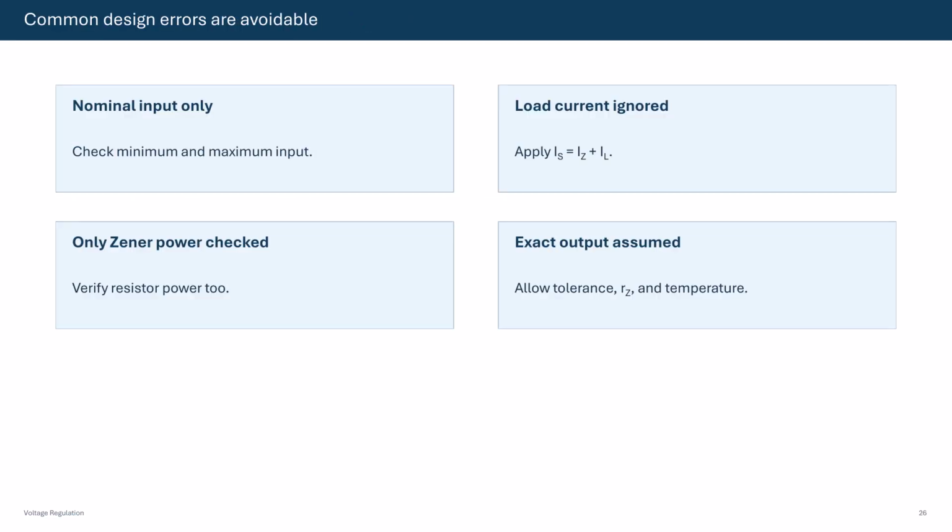Four errors recur. Designing only at nominal input misses the worst cases. Ignoring load current violates Kirchhoff's current law. Checking Zener power but not resistor power leaves a thermal risk. Finally, assuming an exact output voltage ignores tolerance, dynamic resistance, and temperature. A disciplined worst-case calculation avoids these mistakes.